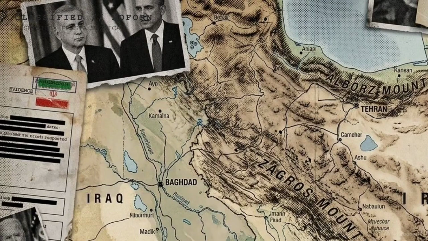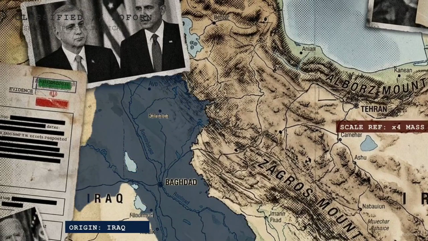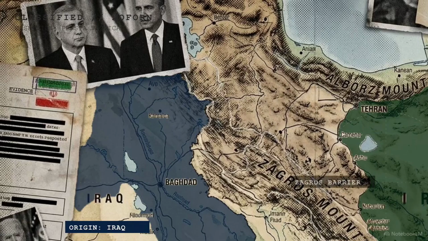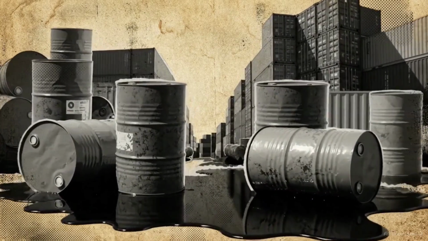This map shows why a ground invasion remains off the table. Iran covers a landmass 4 times the size of Iraq. It's a geographic fortress. The Zagros and Alborz mountain ranges form an impenetrable natural barrier, protecting the country from Western ground forces. We are left with a permanent geopolitical stalemate.